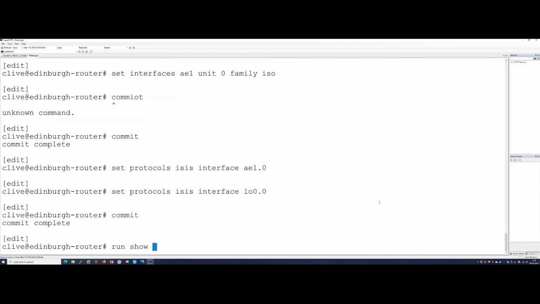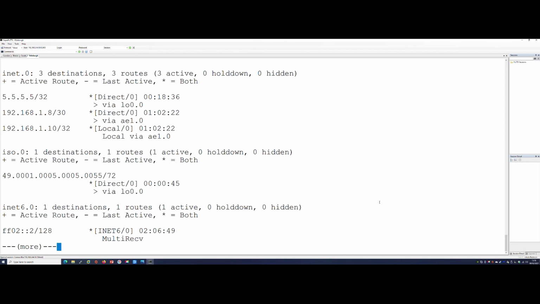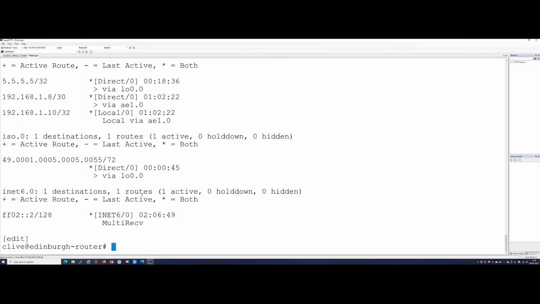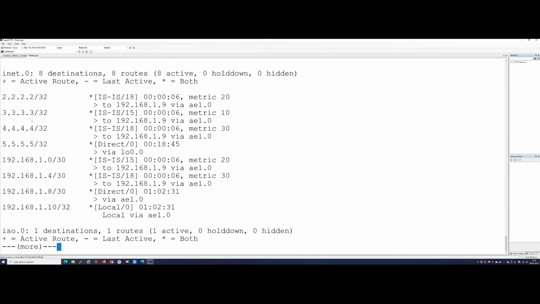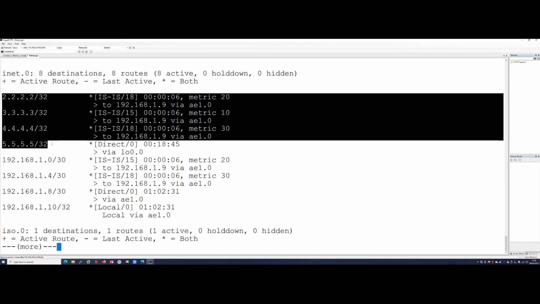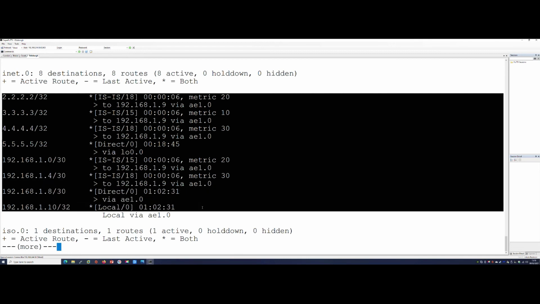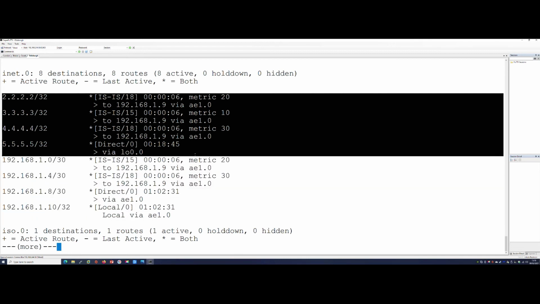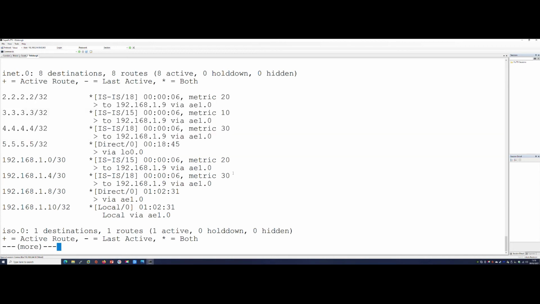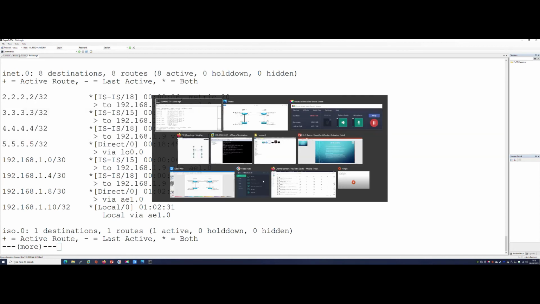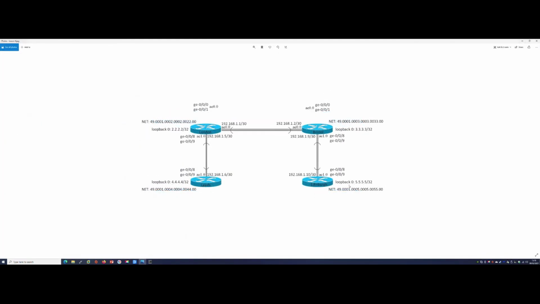Let's do a run show route. So currently at the moment, we don't have a lot, as you can see up here. But let's give it a couple of seconds. Let's have a look again. Okay, so now we have them all appearing. So we have all our loopbacks because they've all been included in it. Okay, and it's the same coming down. So we should now be able to ping 4.4.4.4, and it will tell us it's going via Bristol. So we're going to ping from Edinburgh.